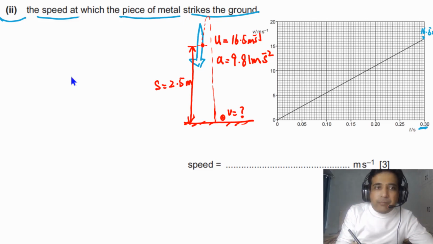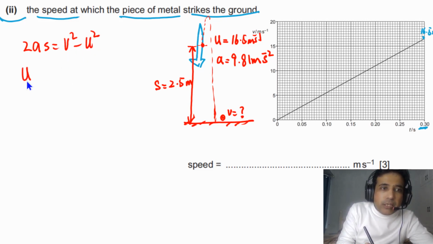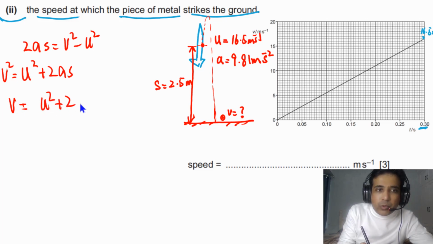So as acceleration is constant, we can use 2as, which is equal to v squared minus u squared. So in this case we can say v squared will be equal to u squared plus 2as, and we can plug in values and find the value of v. So we will take the square root on both sides.